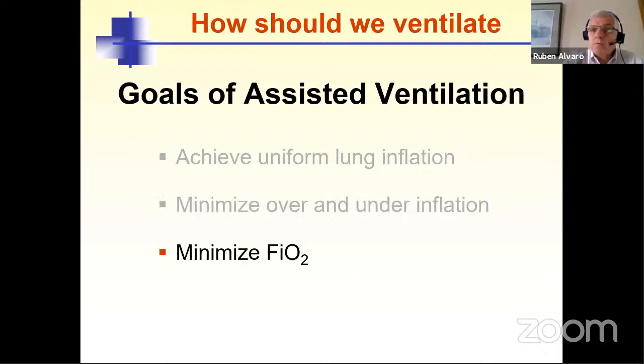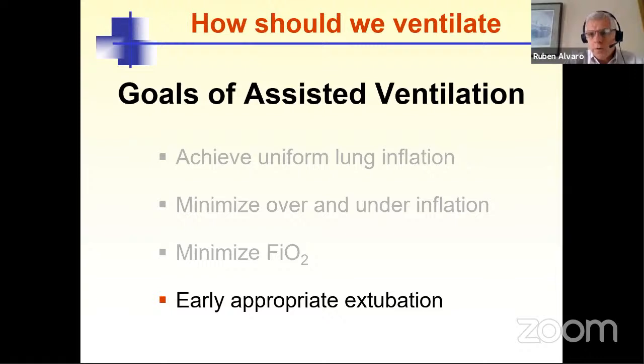Third, try to minimize FiO2. Of all the things that we can do to our lungs, one of the worst things is increasing oxygen, especially in newborn babies, since they don't have significant antioxidant defenses. So always try to minimize the FiO2 by adjusting your ventilators to try to bring that FiO2 down.